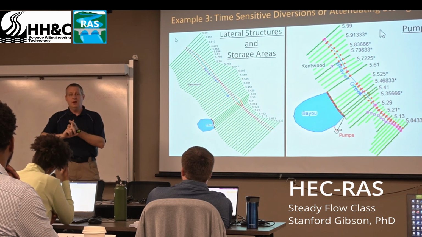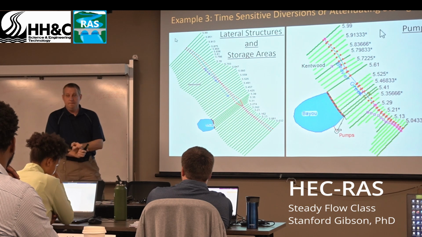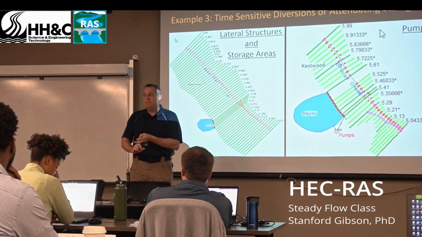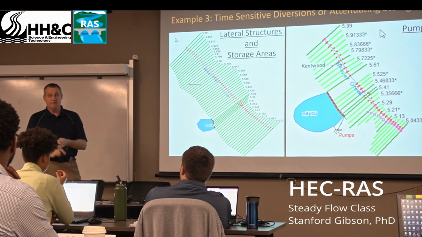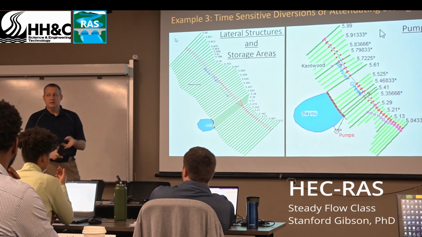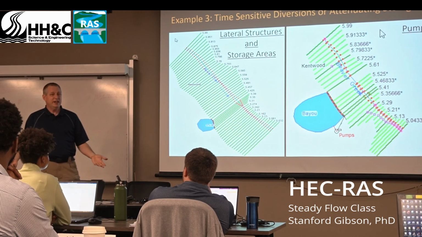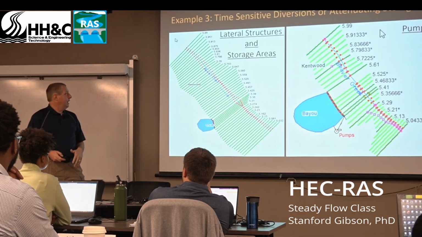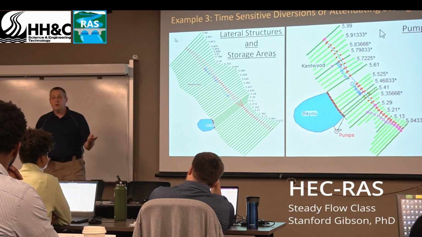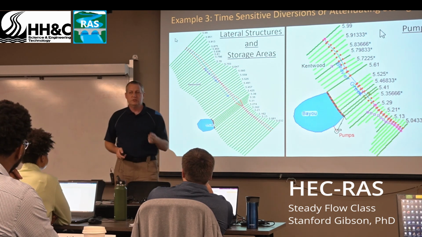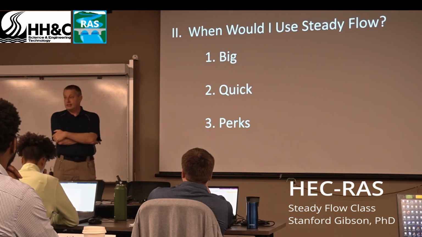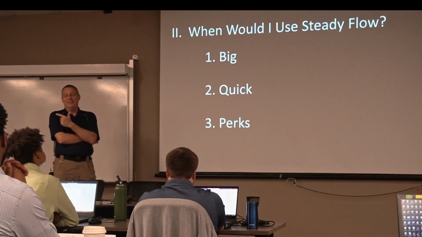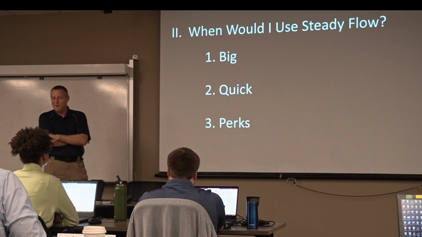But if you have a one-dimensional problem and you're looking at either a snapshot of peak flows or maybe a snapshot of low flows for an environmental study, steady flow still does a great job. There's a lot of times when I will choose steady flow. And the reason is, well, there are three reasons. There are three main reasons to choose steady flow, one-dimensional, over the other modes in RAS. And those are big, quick, and perks, all right? Big, quick, and then there are just some perks that are only available with the 1D steady flow.